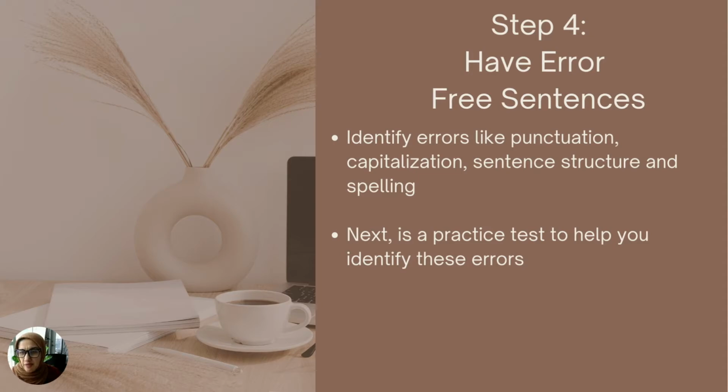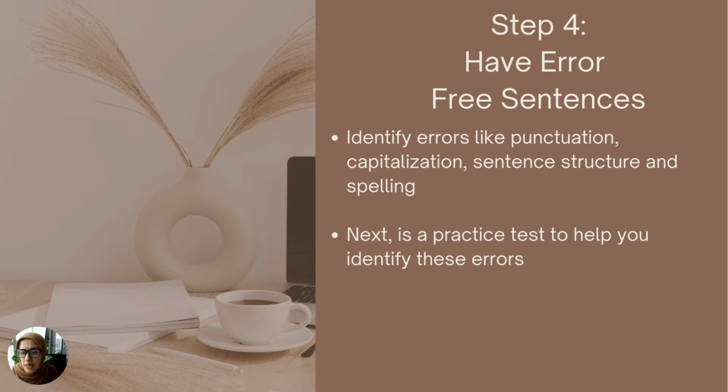So the next step is step 4. You should ensure that you have error-free sentences. So you really need to pay attention to being able to identify your errors and correcting them. So hopefully you don't have errors, but if you do, you really need to pay attention to your punctuation, capitalization, sentence structure, and your spelling throughout your essay. If you pay attention to these, this will really help you score a high band.